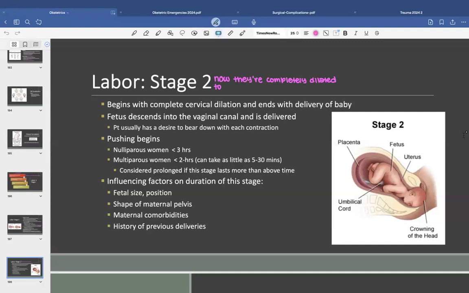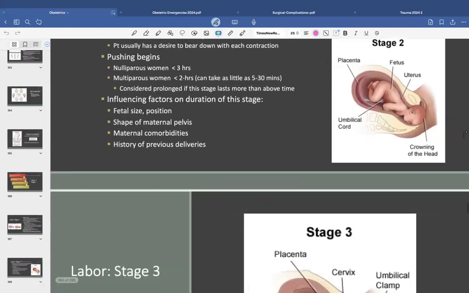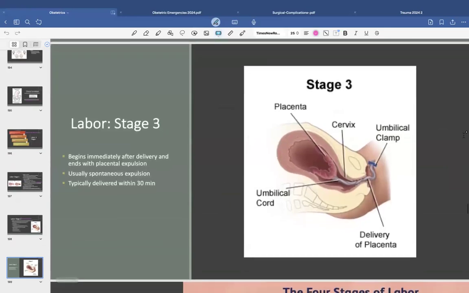Stage 3. This begins immediately after the delivery and ends with the placental expulsion. So mom's delivered the baby. Oh, she feels great relief. There's still a lot going on in this stage because we need to deliver the placenta.